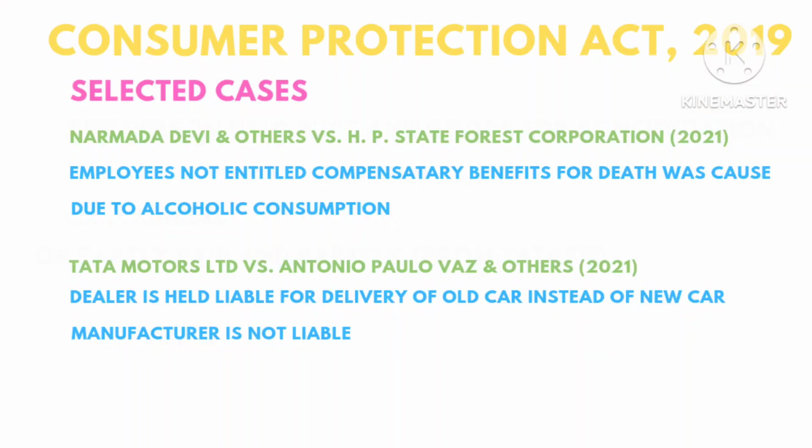Selected case laws I am discussing here. Narmada Devi and others versus HP State Forest Corporation and others, 2021 case. In this case, the Supreme Court held that employees are not entitled to compensatory benefits for their death caused due to consumption of alcohol. While discharging their duties, while on duty, they should not consume alcohol illicitly. Whoever illicitly consumes alcohol loses their compensation benefits from the courts, from their employers.